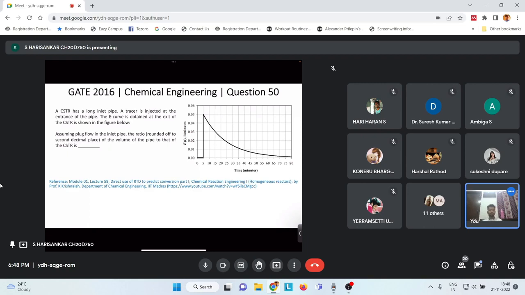So here the RTD curve that is given to us is of this form. This is basically the RTD that is given, and the other information that is given is that there is an inlet pipe which is connected to a CSTR, and the data that is given, just a second.